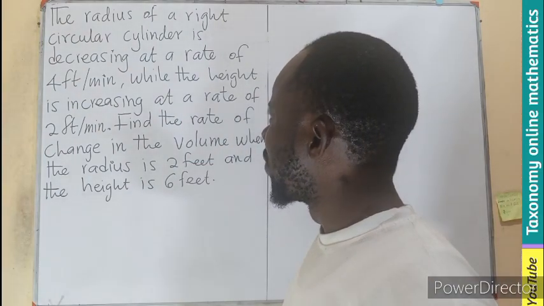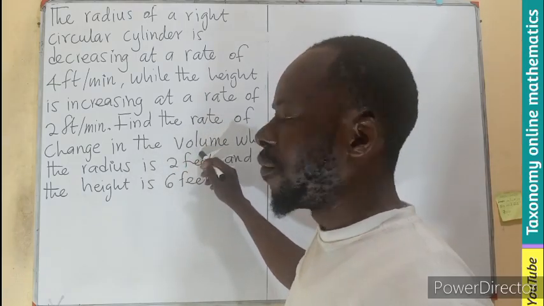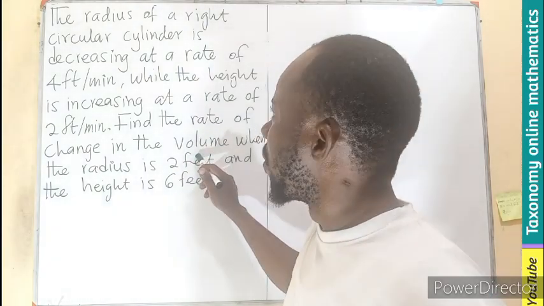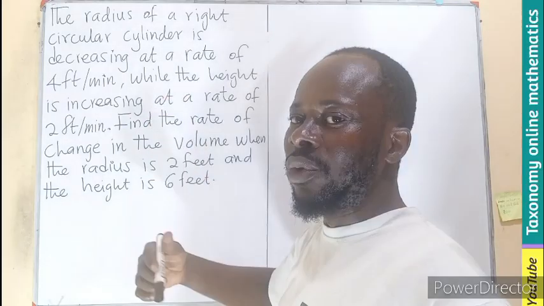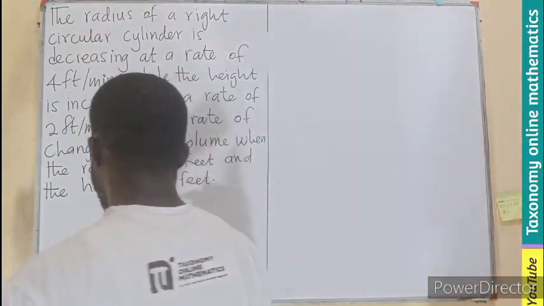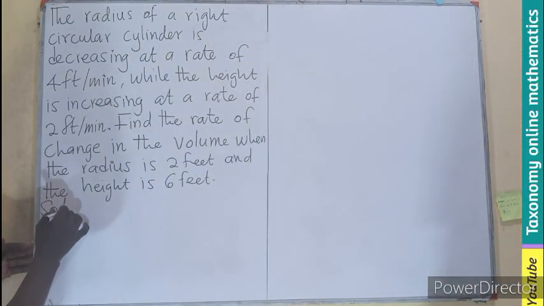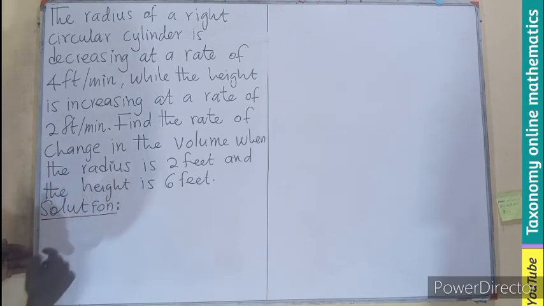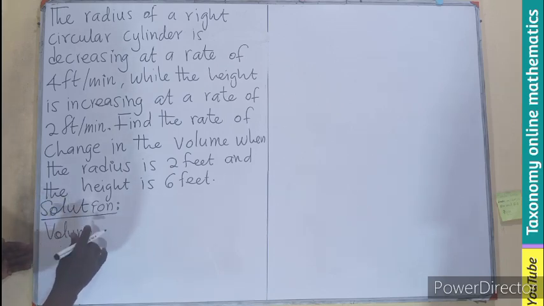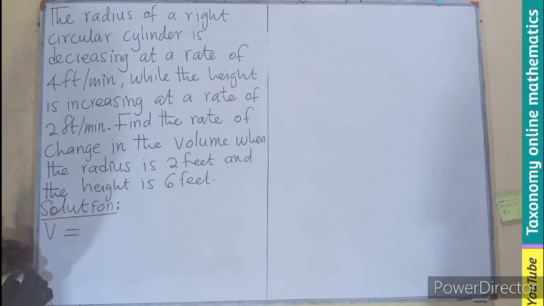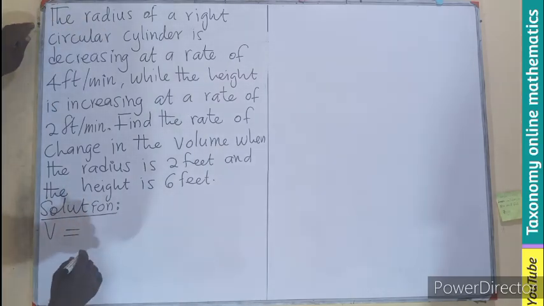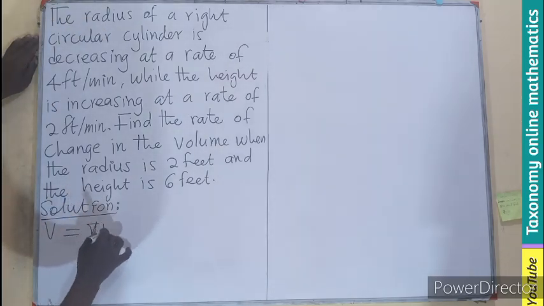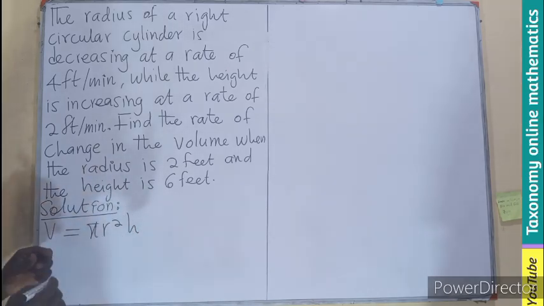So the first thing we need to look at is the volume of which parameter are we looking for? The volume of a cylinder. So we need to state that. Let me just write V so that we conserve the space. The volume equals the volume of a cylinder, which is pi r squared h.